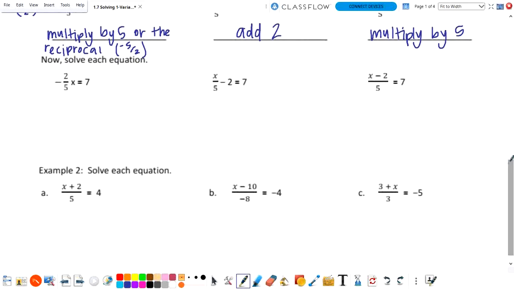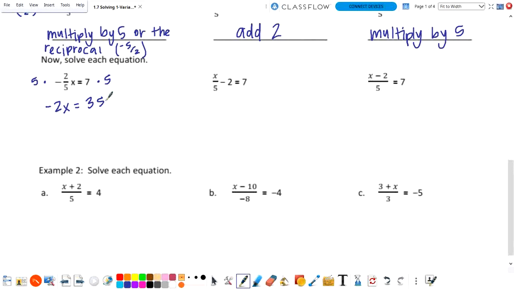Okay, now our next step is to solve those same equations. So we already know our first step. We're going to multiply by 5. You could also multiply by the reciprocal. I'm just choosing to multiply by 5. So we're left with negative 2x equals 7 times 5, which gives us 35.